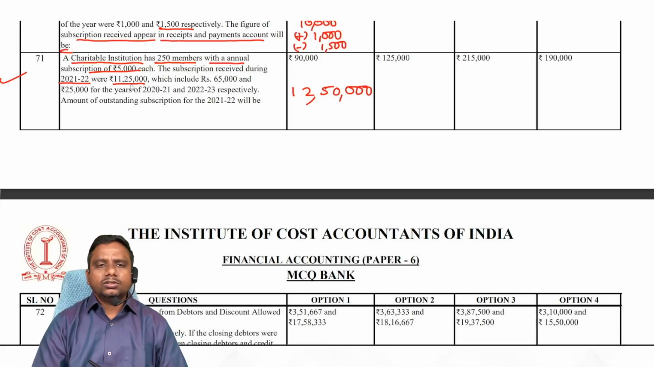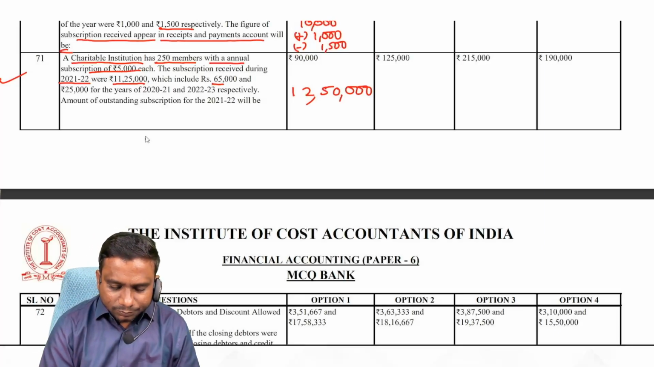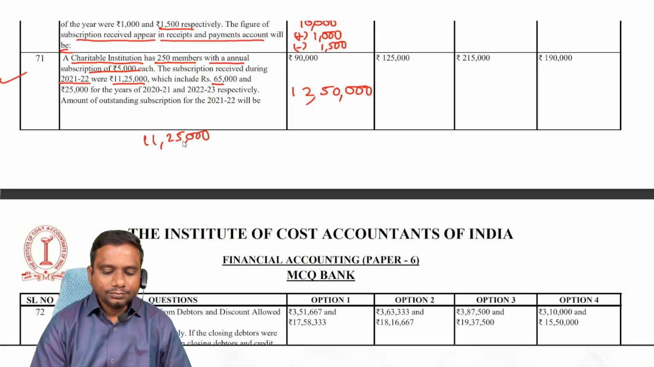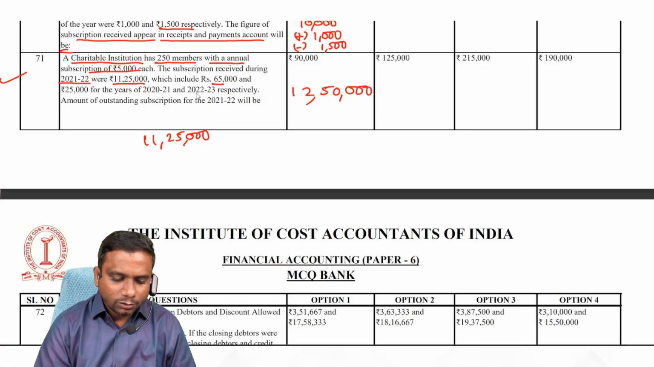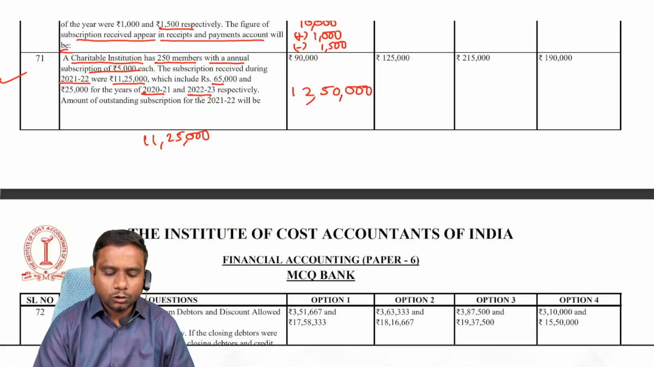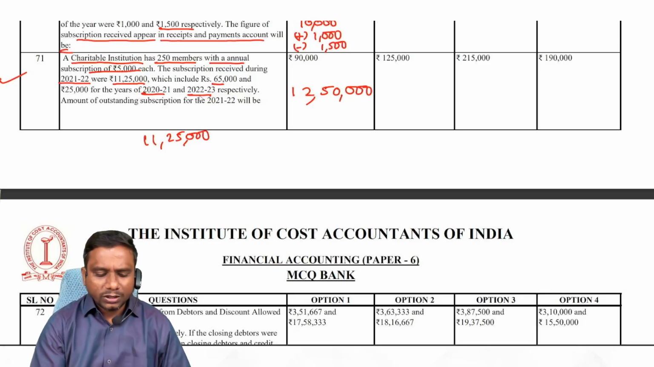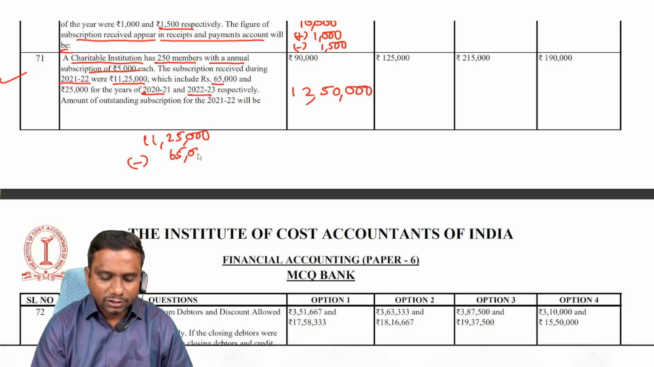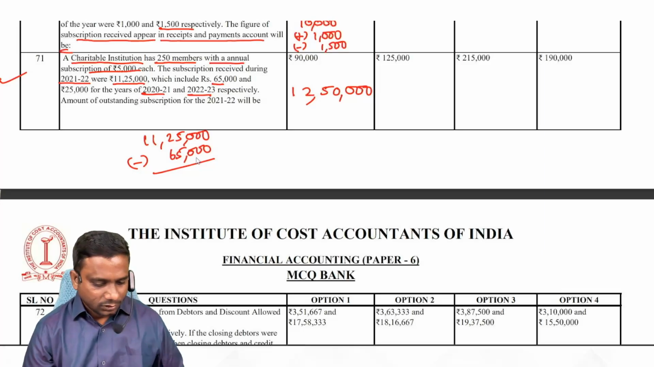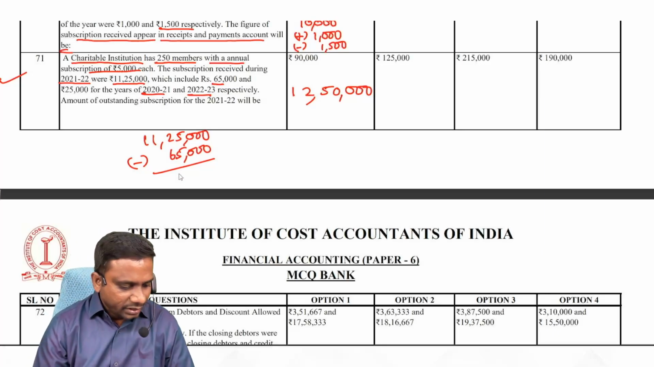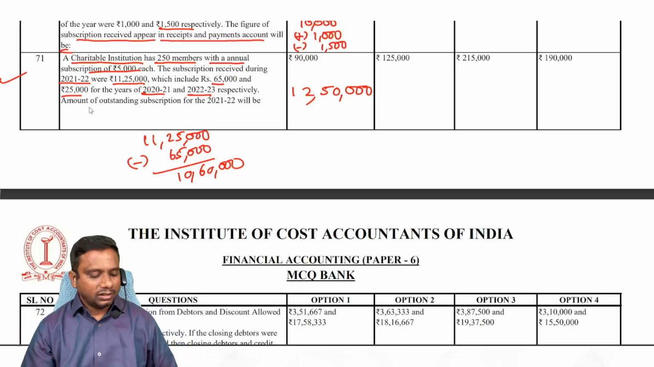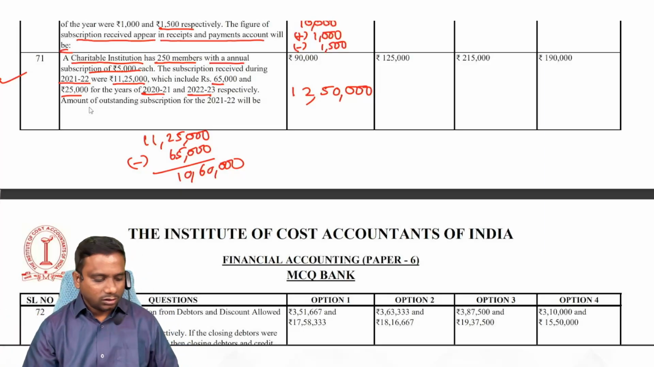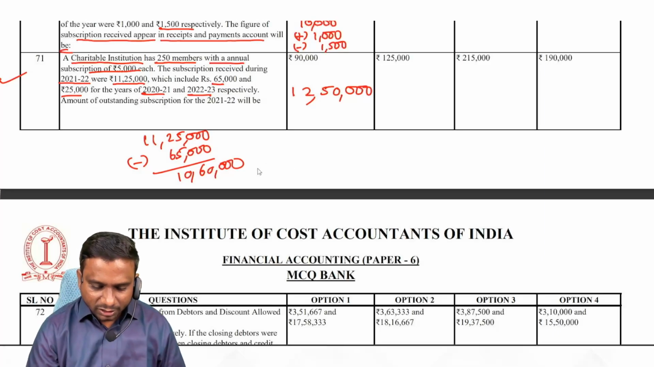Out of this, how much amount received? 11 lakh 25,000 received, which includes 65,000 and 25,000 for the year 2021-22-23. 2021 means previous year, so previous year amount we simply deduct, 65,000 rupees. So 11 lakh 25,000 minus 65,000, remaining 10 lakh 60,000. And 25,000 relating to next year. Next year amount also we will deduct because it is not relating to current year. 25,000.